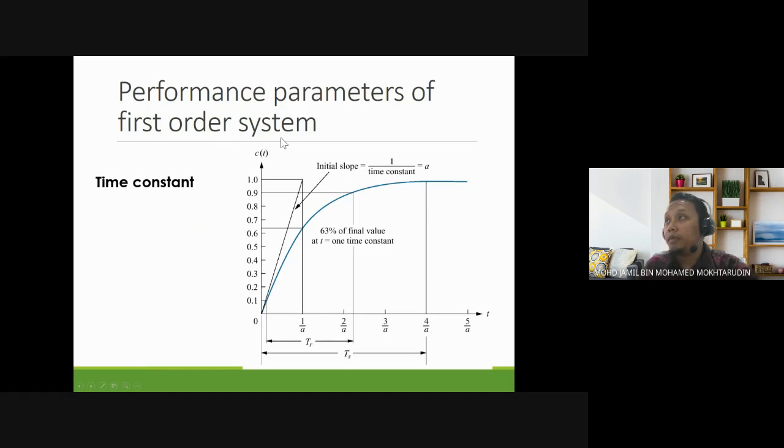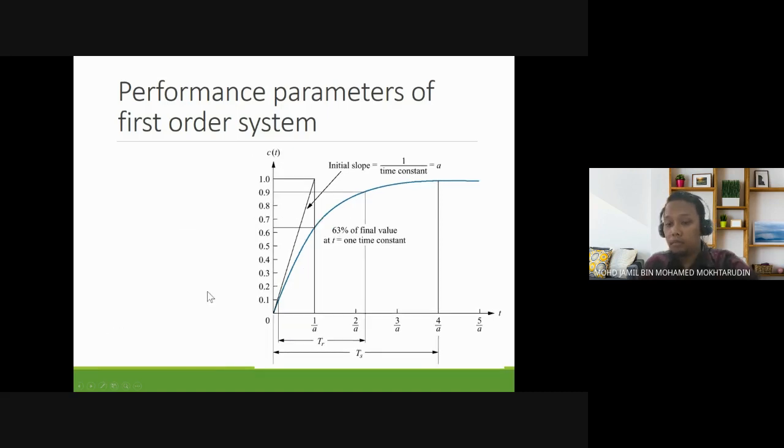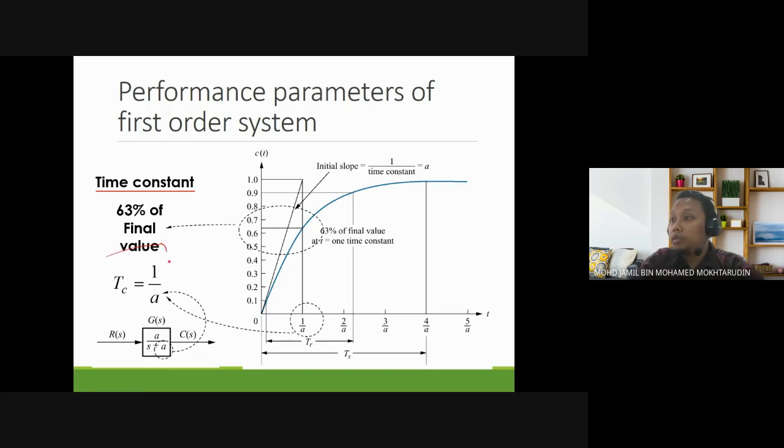So the first performance parameter we call the time constant. The time constant is defined as 63% of the final value, somewhere here. The formula is time constant Tc equals 1 over a. Okay, so this is another formula you need to memorize, but it will not come out in the exam. Okay. So the time constant is 1 over a.